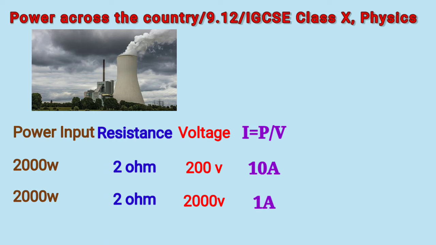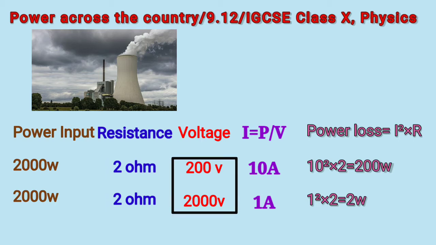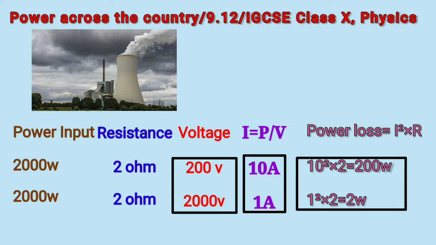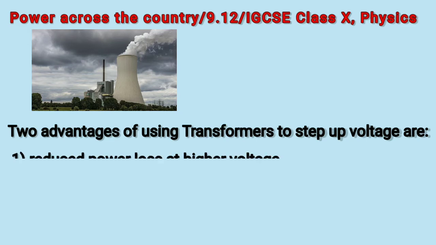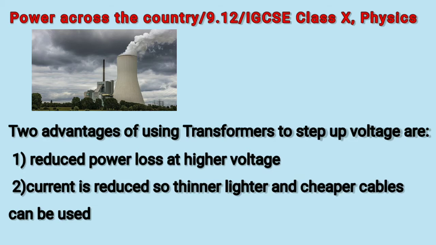Power loss can be calculated using the formula current squared into resistance, I square R. So power loss in the first cable is 200 watt and in the second cable it is 2 watt. We can see the difference. If voltage is stepped up from 200 to 2000, the current passing through it reduces and hence the power loss too reduces. Two advantages of using transformers to step up voltage are: first, reduced power loss at higher voltage; second, current is reduced, so thinner, lighter and cheaper cables can be used.